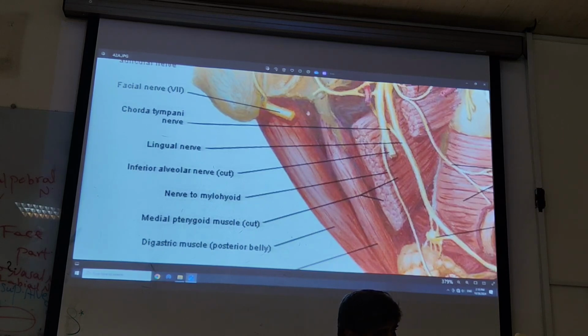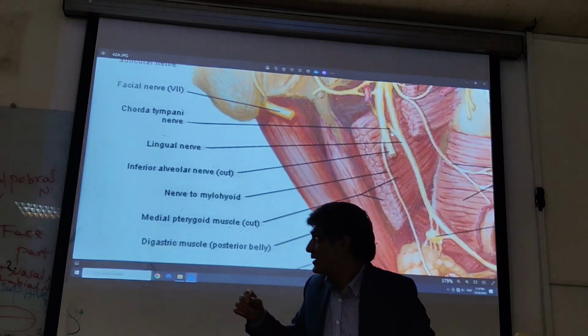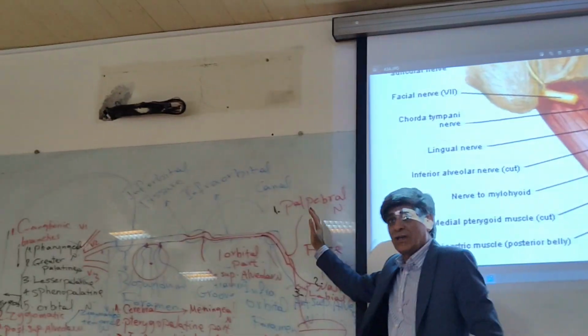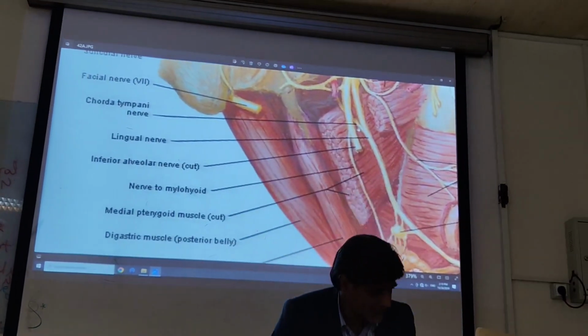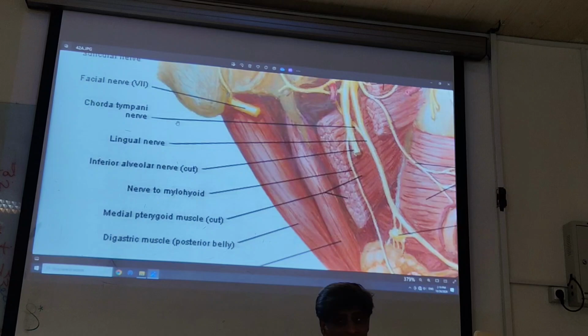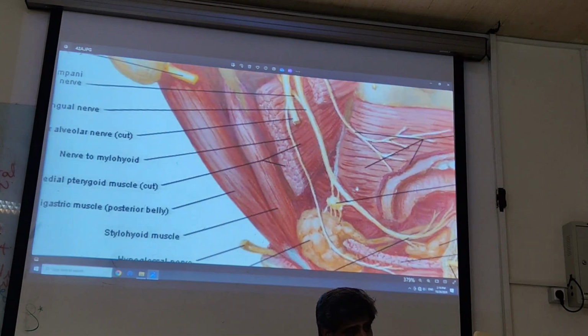This nerve, chorda tympani, is very important. It branches from facial because it consists of 2 fibers, taste fibers and parasympathetic fibers. Parasympathetic fibers are for secretion of submandibular and sublingual glands. Taste fibers go to the anterior part of the tongue, received by these nerves, the chorda tympani nerve, joined to the lingual nerve.